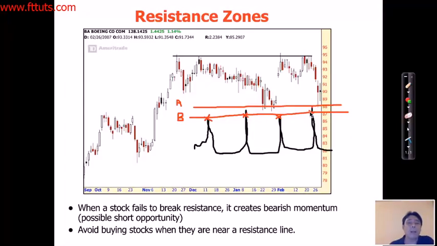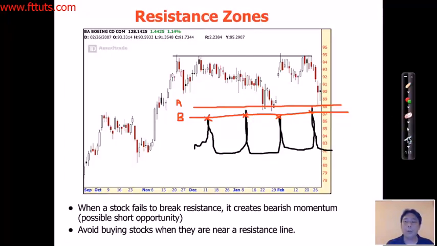So I repeat again, a resistance line that you draw has to touch at least 3 points for it to be a significant resistance level. Now, if you see 2 points and you connect 2 points together, that could be a probationary resistance level. But it's got to touch the 3rd time for it to be a confirmed resistance level.